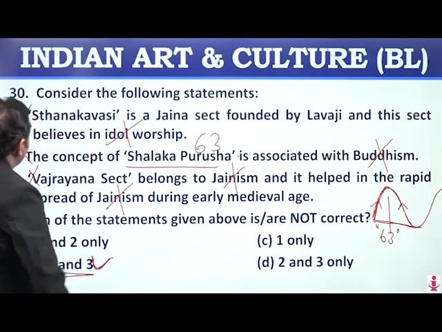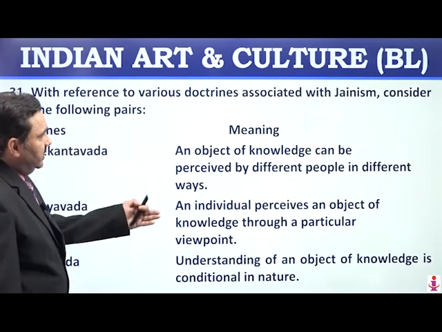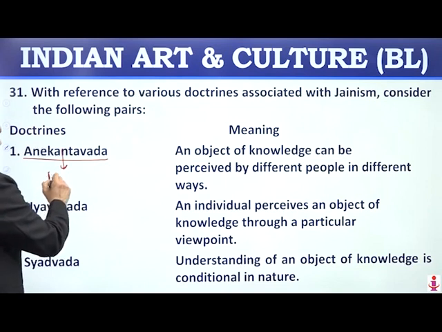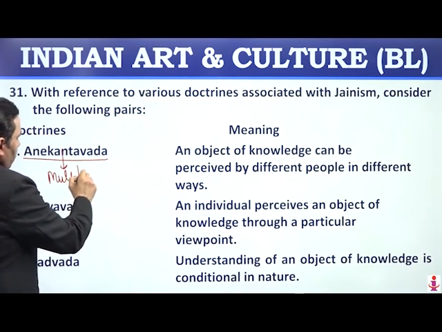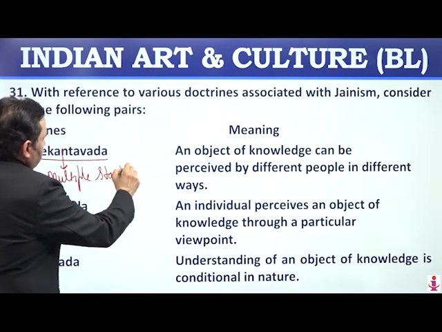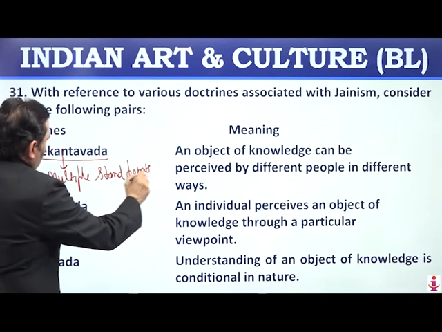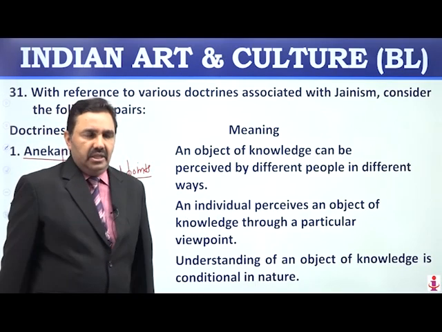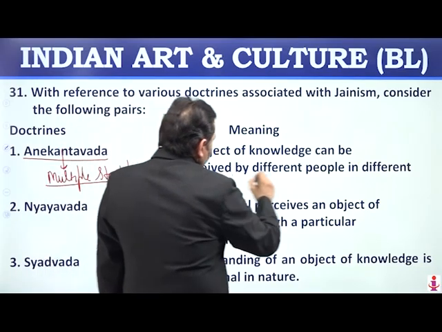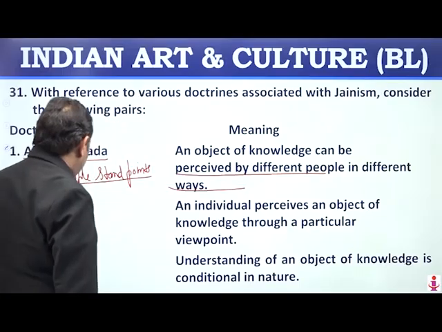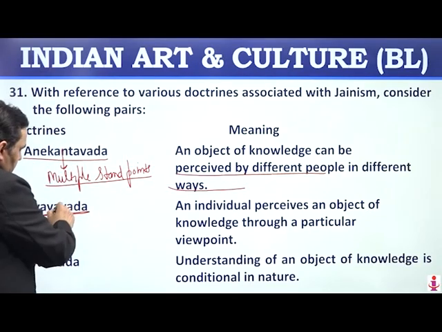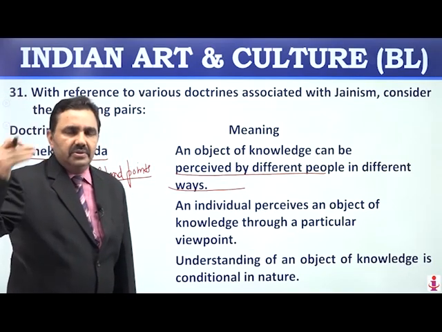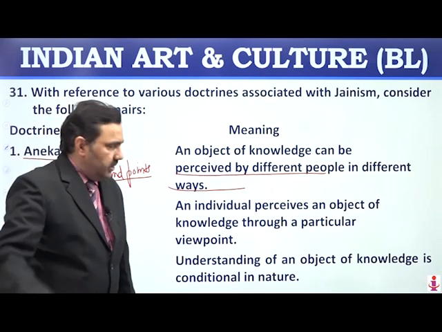So, B. 31. With reference to various doctrines associated with Jainism, read the following statements. Anekantavada, doctrine of multiple standpoints. That one thing can be explained in multiple different ways, or the people perceive the objective realities in multiple different ways. This is Jaina doctrine. An object of knowledge can be perceived by different people quite differently. Correct. Nayavada, doctrine of standpoint or viewpoint. So, every individual perceives an objective reality from a particular standpoint, a particular viewpoint. This is correct.